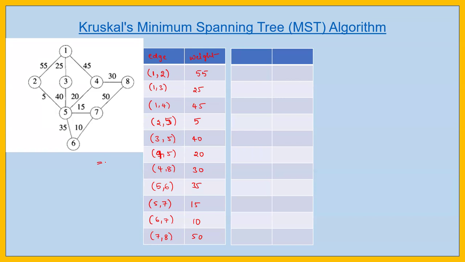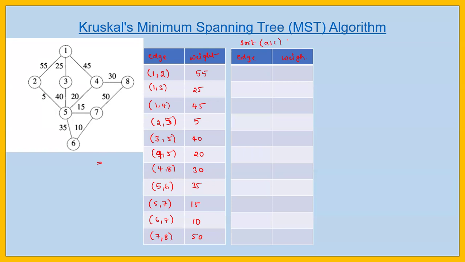Next, what can I do? We have to sort all these weights and edges according to the weight. So here, this is the sorting I need to do. First, this is the edge, and next I am going to write the weights on this side. This should be the ascending order of weights.